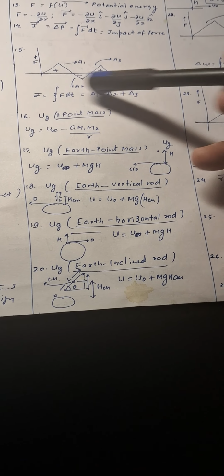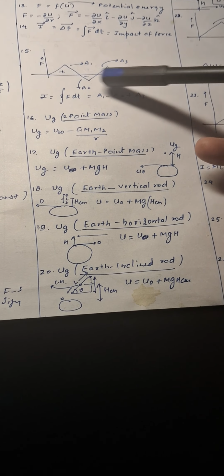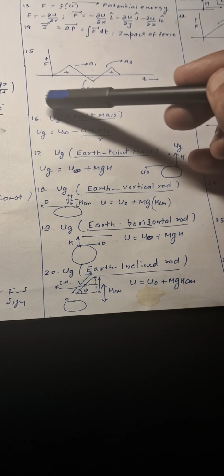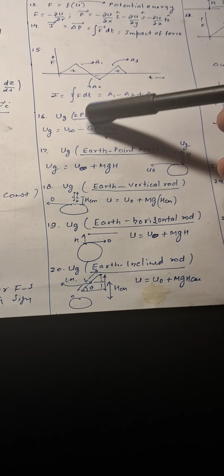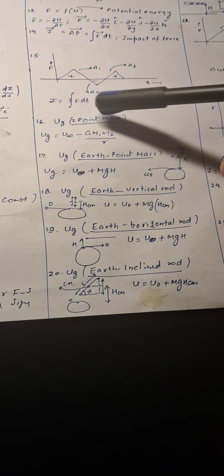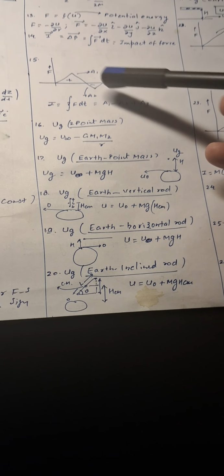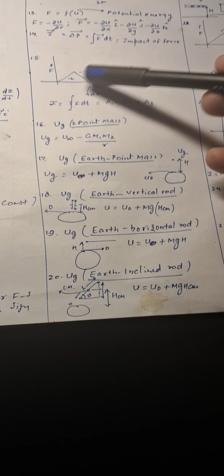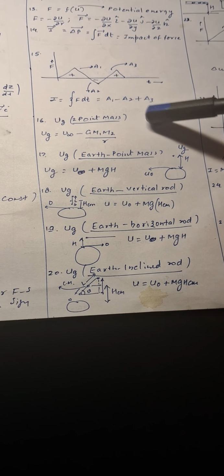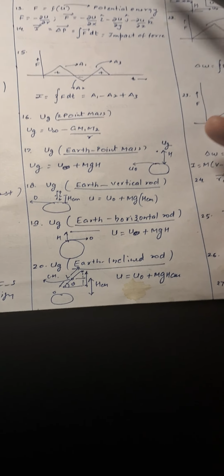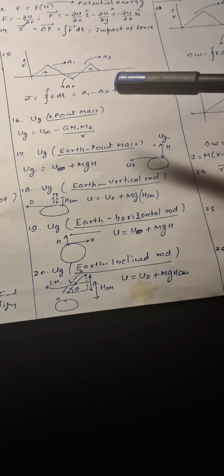In question number 15 we are given an F-t graph. It's like this, and the areas are given over here. So the impulse due to this force, from the graphical representation, is the integration of F dt, which is equal to A1 minus A2 plus A3. Just keep in mind that if the force is positive, take the area positive, and if the force is negative, use the negative sign convention, as done in the case of minus A2 over here. So this is a simple explanation of how to use this format and how to understand and implement it while solving questions.